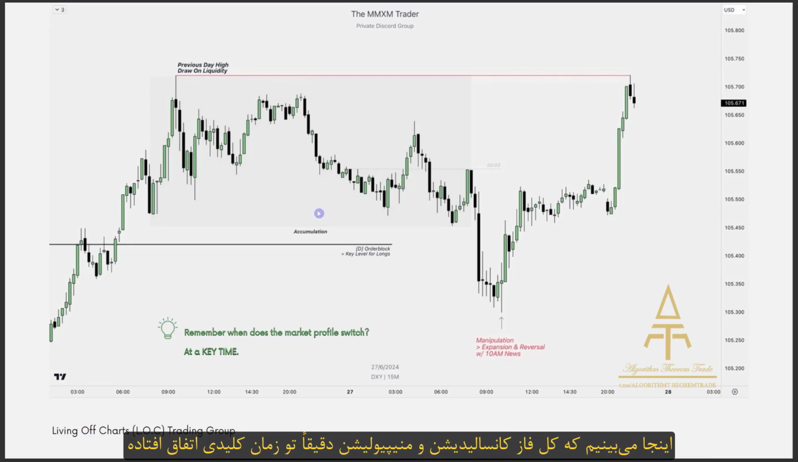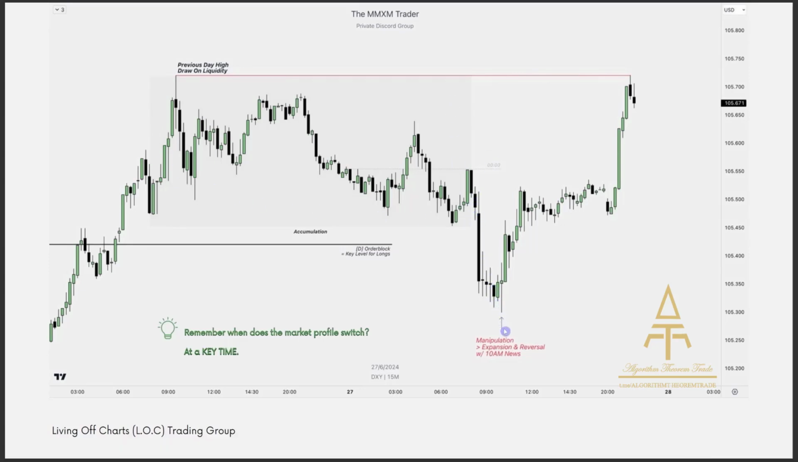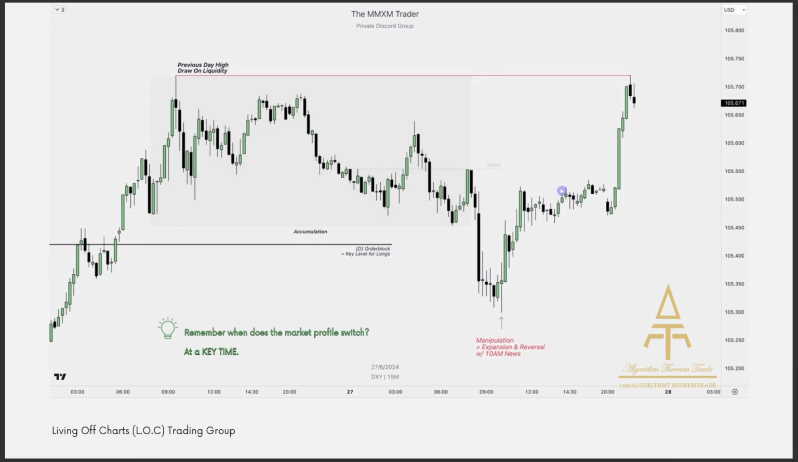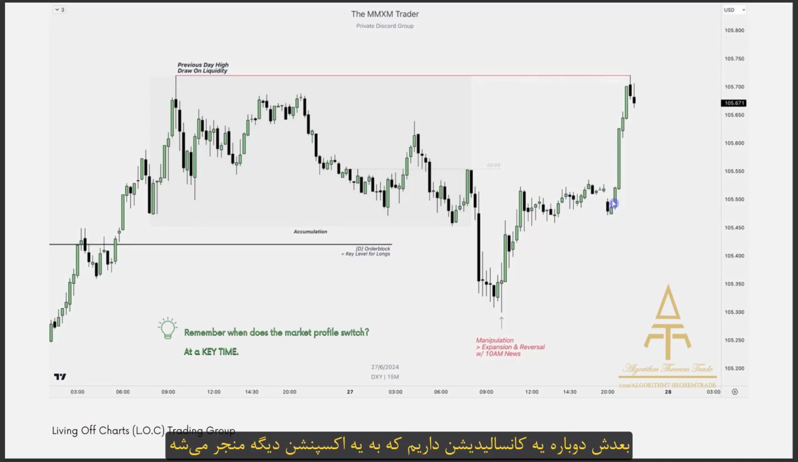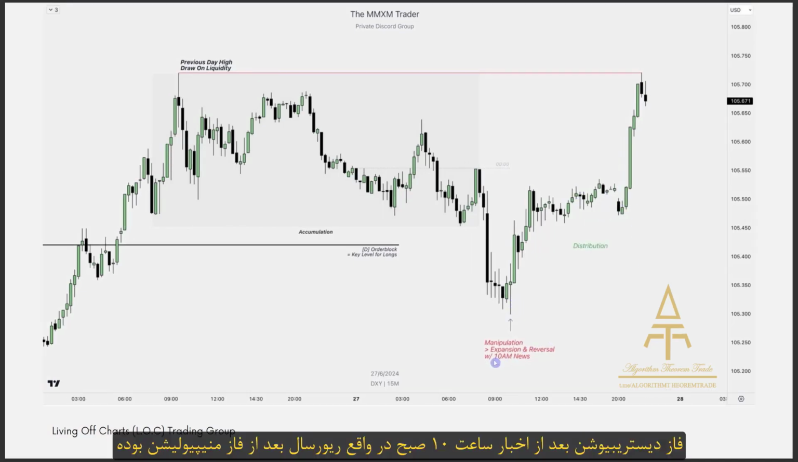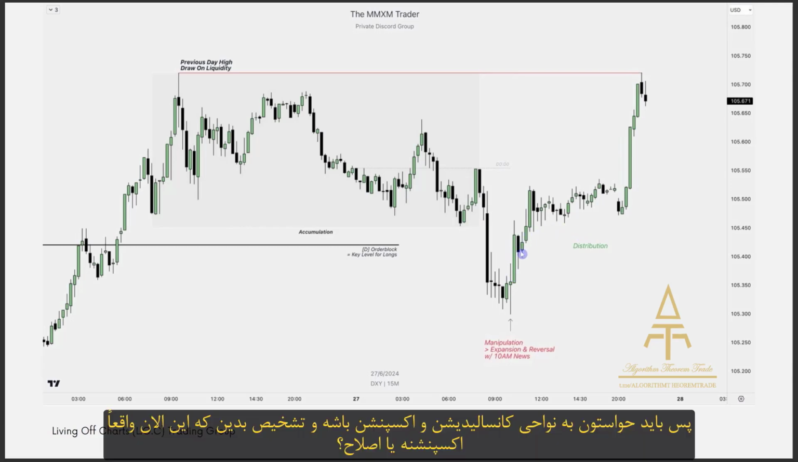So we have an entire consolidation, manipulation at the key time, right? With that news release, and then expansion higher, which is a reversal, and then you can see another consolidation here into another expansion. So the distribution phase that comes from that 10 a.m. news is that reversal after that manipulation phase, right? So keep an eye on those consolidation areas, an eye on the expansion areas, and identify, is this actually an expansion or a retracement, right?